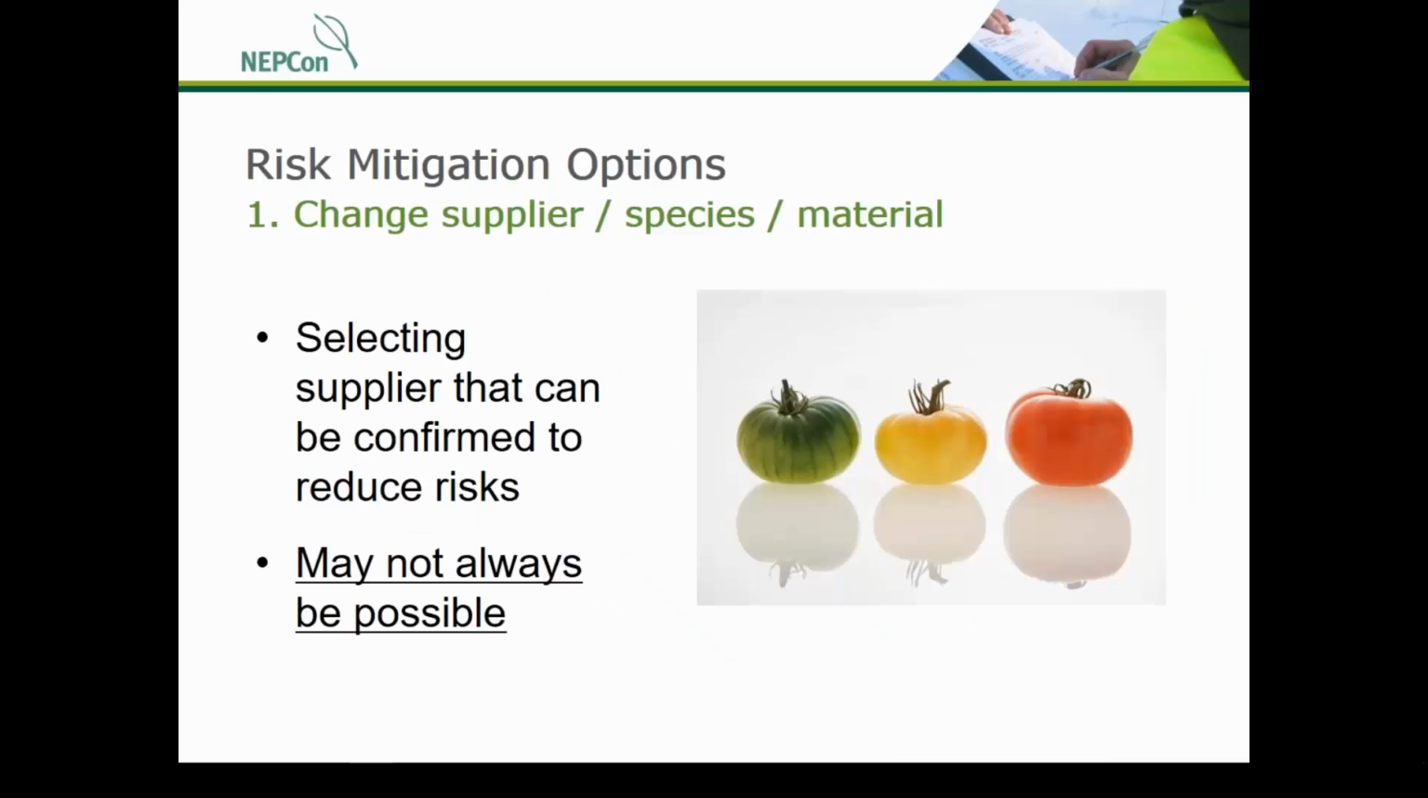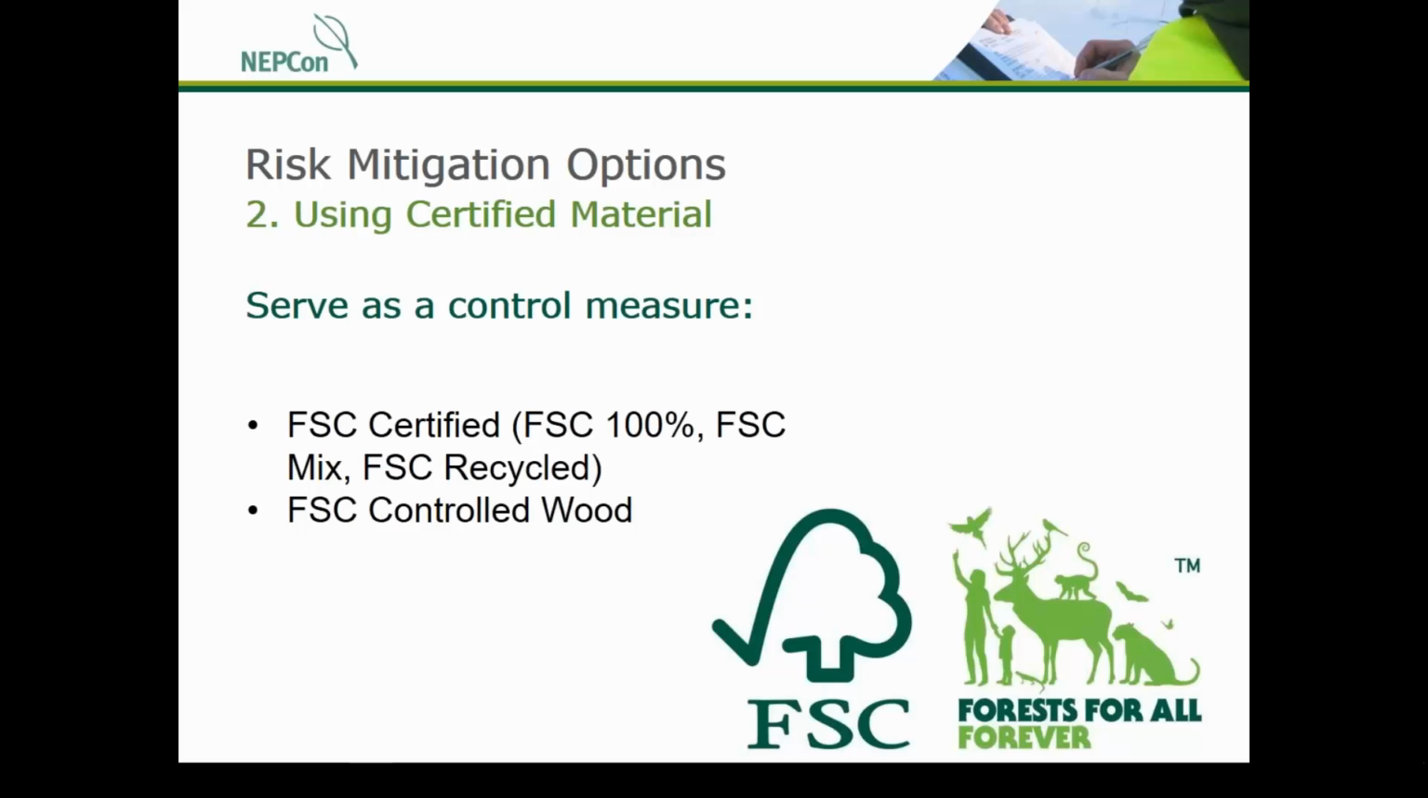We're going to look a little bit at the different options here. Of course, changing suppliers or species or the type of material may be an option, but it also may not be possible if there are specific requirements that can only be fulfilled by uncertified material that cannot be substituted. Certified material obviously is a control measure here.